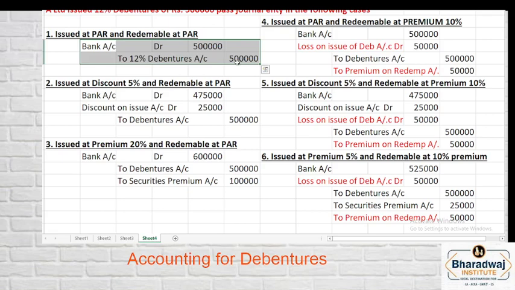Sir, whether you have to put application account, allotment account, if they give you split up, then you can put, otherwise direct entry you can pass. Bank account debit to debenture application account. Debenture application account debit to debenture account and the money. Same like share capital issue. We put bank account debit to share application account, then share application to share capital, and the money entry pass. But if the money is collected at once, then you can pass a single entry, like bank to debentures.